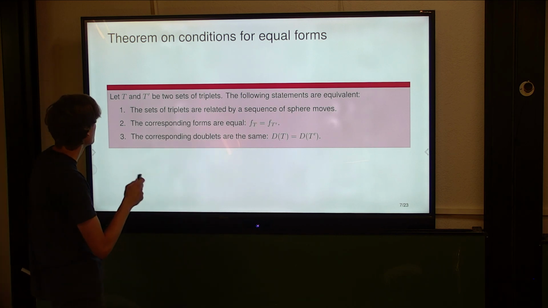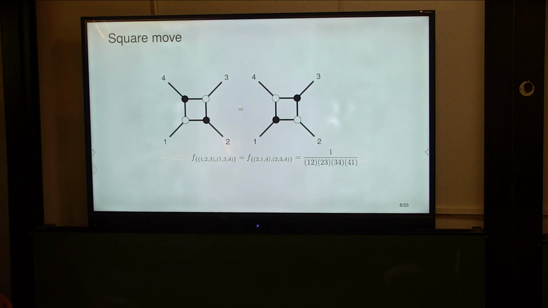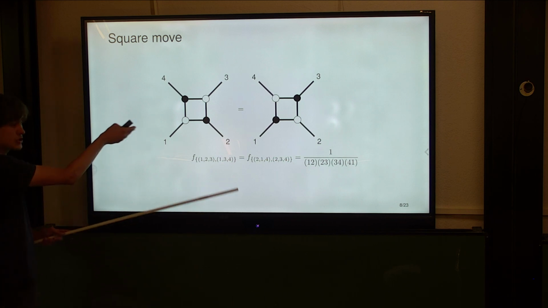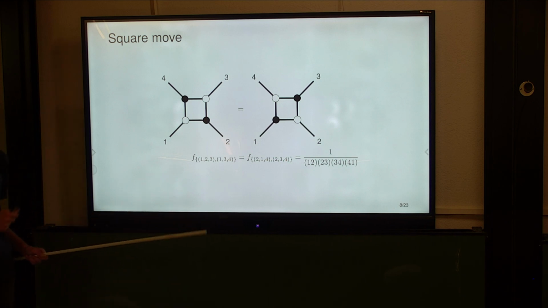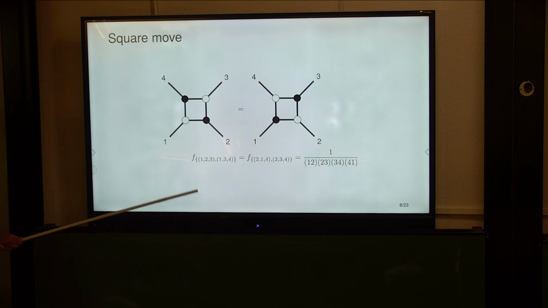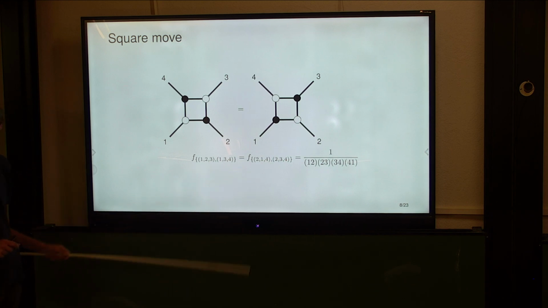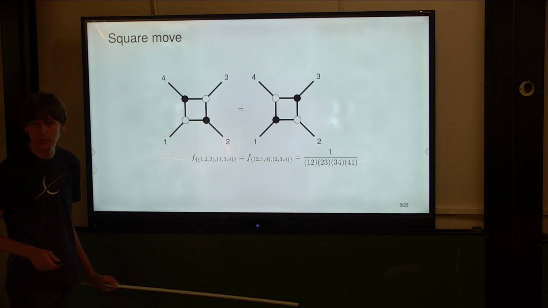Okay, so here's the square move, in case you haven't seen it before. You take the square and you rotate the black and white vertices around. And an important thing to note is it doesn't just apply to this specific diagram, it also applies if this square appears as a sub-diagram inside of something bigger. So anytime you have a pair of triplets that share two indices, so here 1, 3 is shared, you can rotate it around so that a different pair of indices is shared, and the corresponding form does not change.